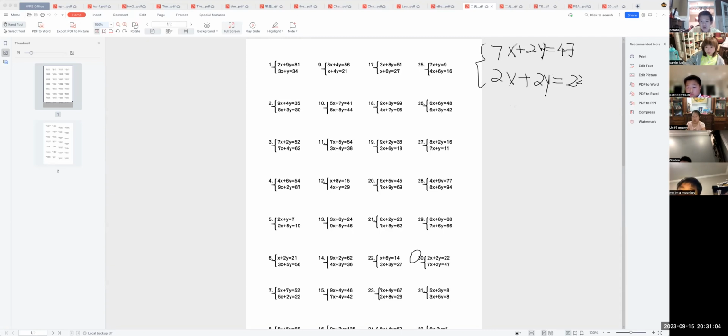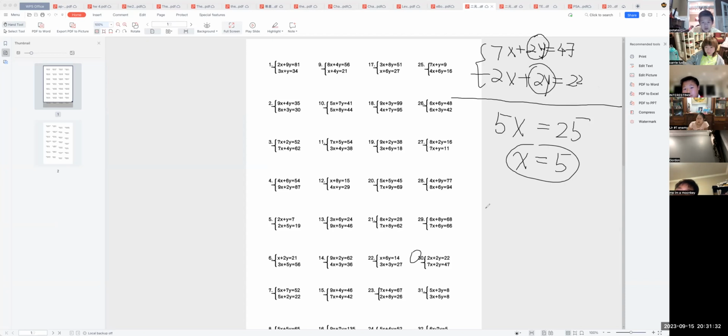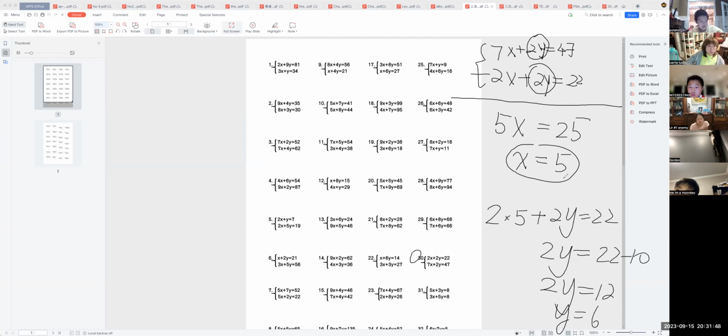So let's take a look at this one. We have 7x plus 2y equals 47 and 2x plus 2y equals 22, right? So both of the equations have 2y, so easily I can just minus them directly. So 7x minus 2x equals 5x equals 25, right? So x equals 5, right? Because there's no y, 2y minus 2y equals no y. So now I'm going to plug this x equals 5 back into the equation. So it's 2 times 5, because x equals 5, plus 2y equals 22. So 2y equals 22 minus 10. So 2y equals 12, so y equals 6. A lot of people, you get it right, y equals 6.